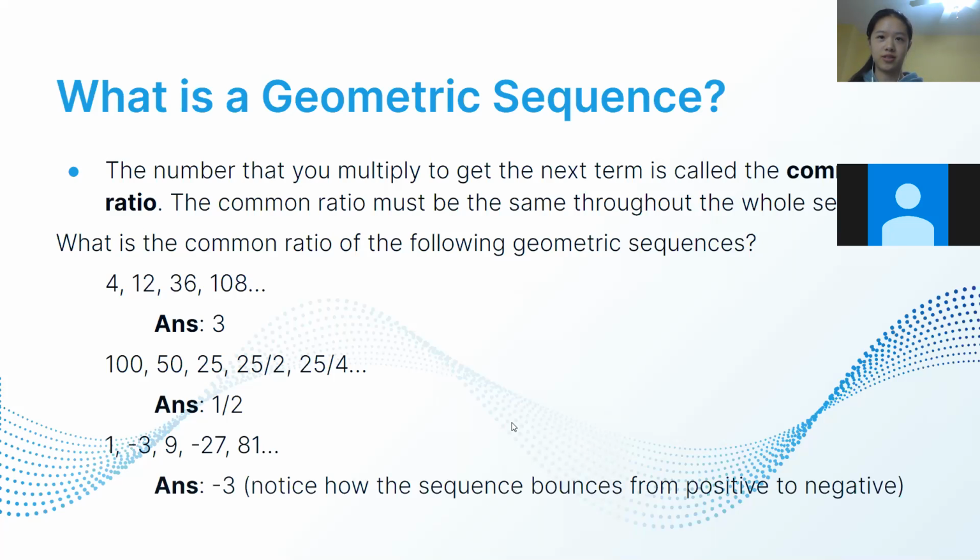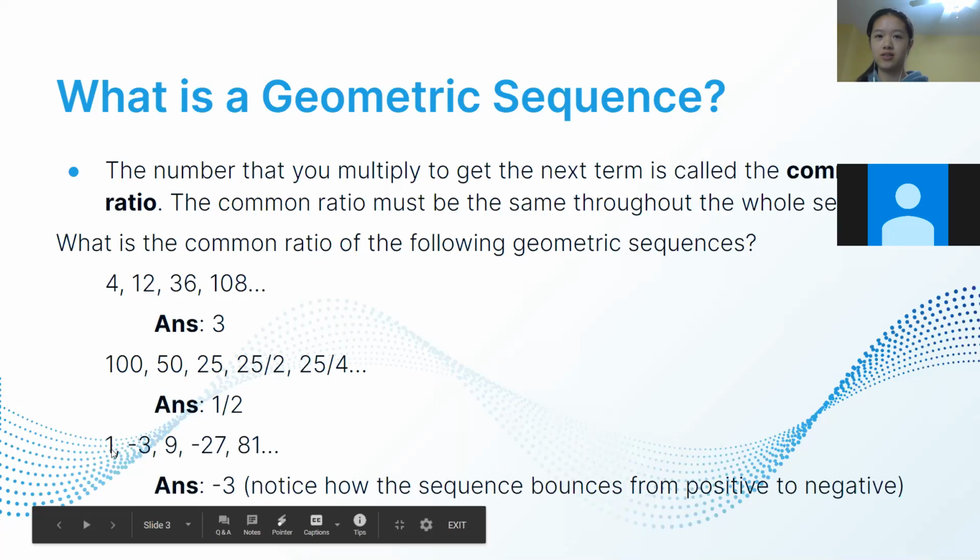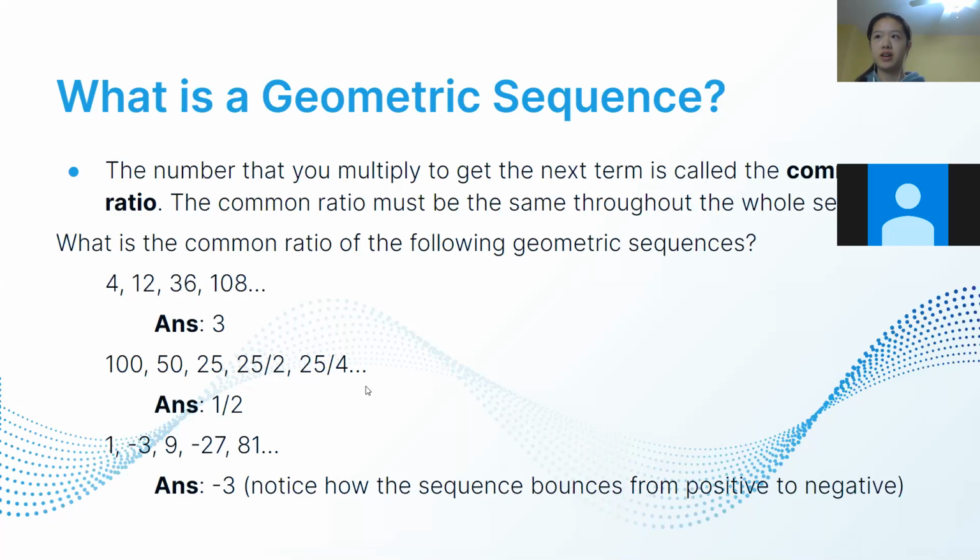And with this one, notice how each term goes from positive to negative, then to positive and then to negative. This is because when you multiply a negative number by a negative number, it becomes positive again. So just be aware of that.